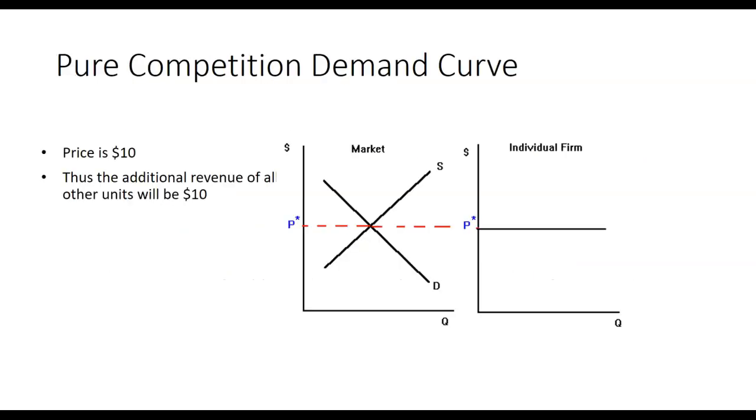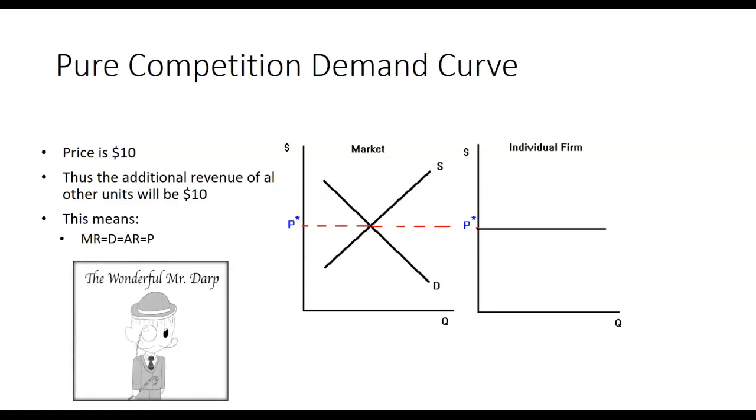So we had our price at $10. Thus, the additional revenue will always be $10. So we got Mr. DARP. So there you go, just a little caricature. Some people really like Mr. DARP. And Mr. DARP is a way of remembering that MR equals demand equals average revenue equals price.